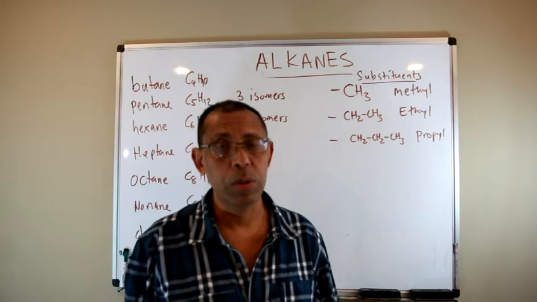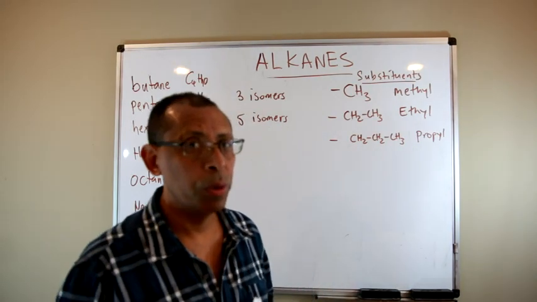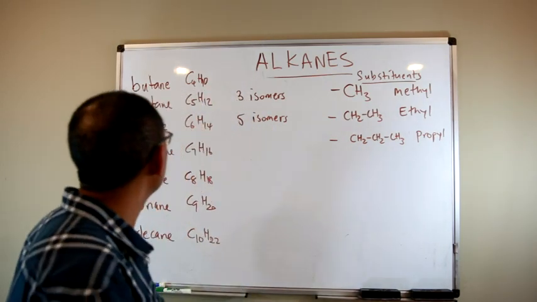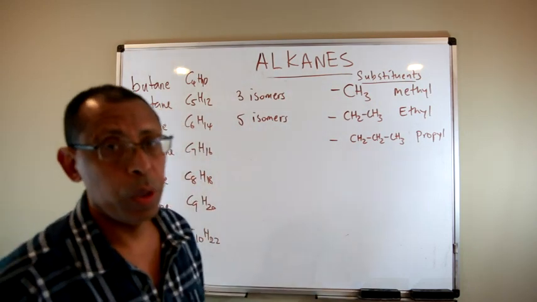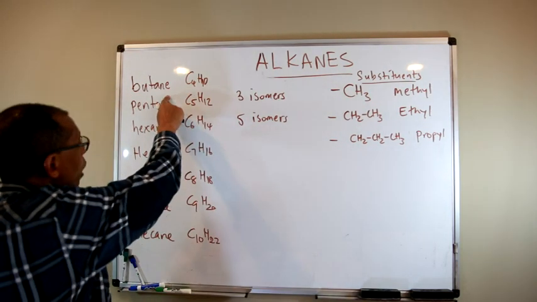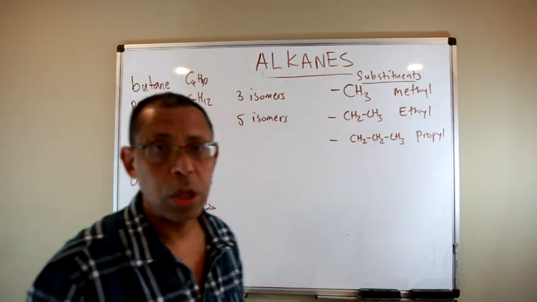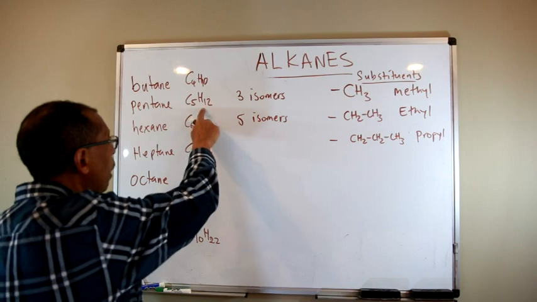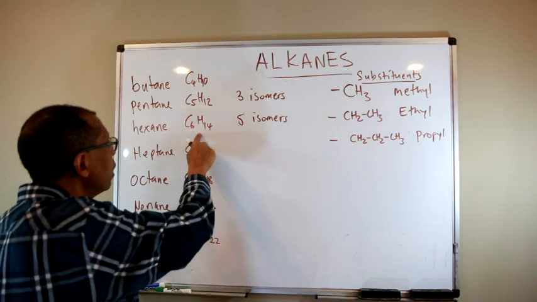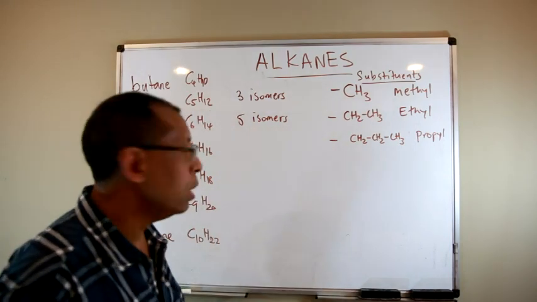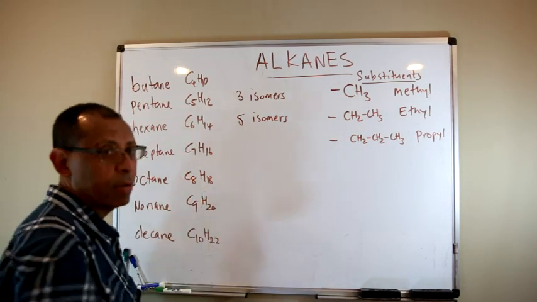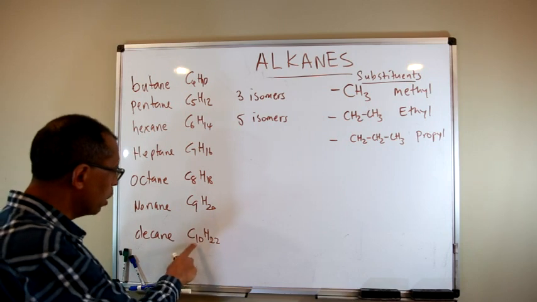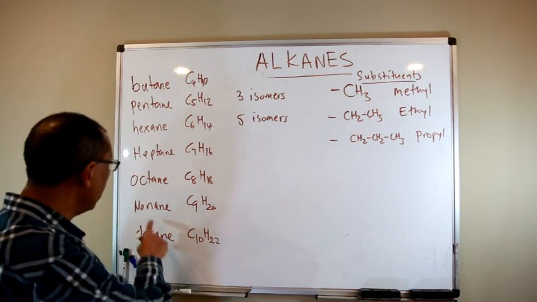Before we proceed to cycloalkanes, I want to review what we have done for alkane chains. So be familiar with the naming. Butane, for example, is a C4H10 hydrocarbon. Pentane is C5H12. Hexane is C6H14. Heptane is C7H16, and so on up to decane. At least you need to remember that a 10-carbon is decane.